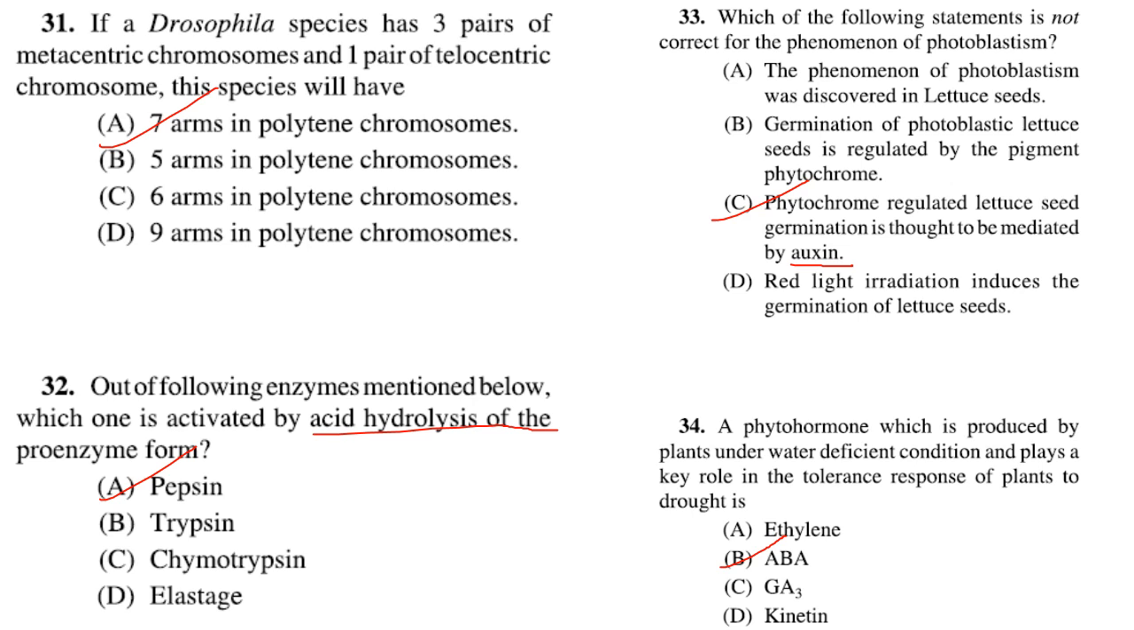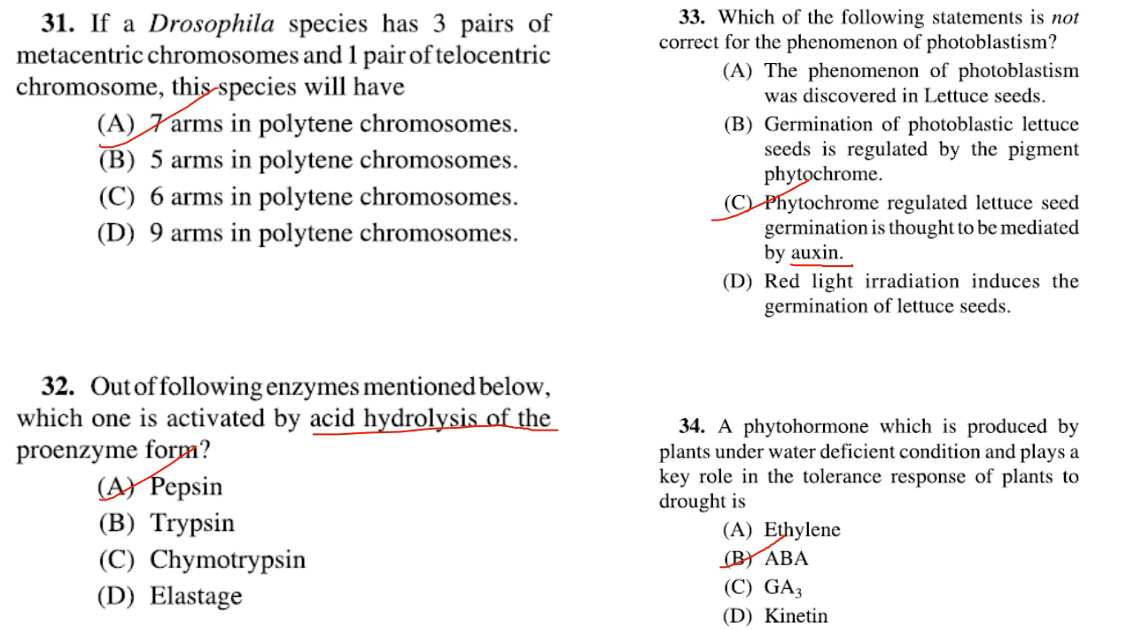Then next one. Which of the following statements is not correct of the phenomenon of photoblastism? Photoblastism is a mechanism of seed dormancy, and photoblastic seeds require light in order to germinate. The phenomenon of photoblastism was discovered in lettuce seeds. That's correct. Germination of photoblastic lettuce seeds is regulated by the pigment phytochrome. That is also correct. These are all research studies. Phytochrome regulated lettuce seed germination is thought to be mediated by auxin. It is not auxin, it is gibberellin.